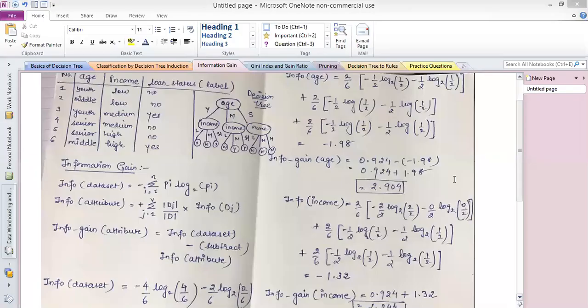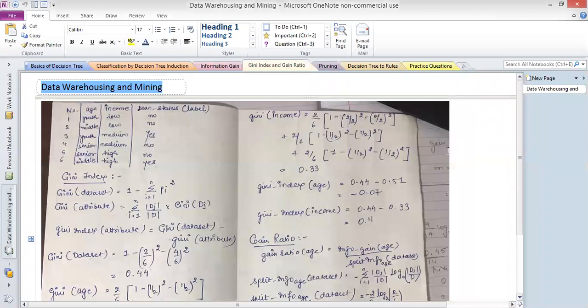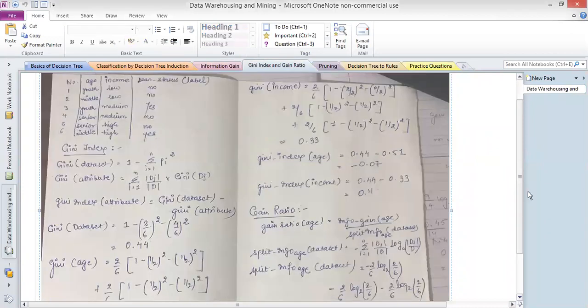Yes. Okay, so we move on with the next, that is the Gini index. So what happens here is we are making use of the same data set. Like you see, we've got age, income, and the loan status label. All right. Gini index has got these formulas. The first formula, as you can read, is the Gini data set. Like in the information gain, we had the info data set. Here we have Gini data set.